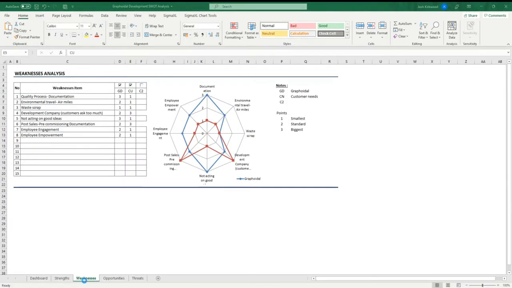Move down to weaknesses. Again, blue being Graphoidal, red being customer needs. So our weakness is quality process documentation. I've put that as our biggest weakness before ISO 9001. So I created this before we got accredited. Before ISO 9001, we had very little documentation. As for the customer, I put that as the smallest.